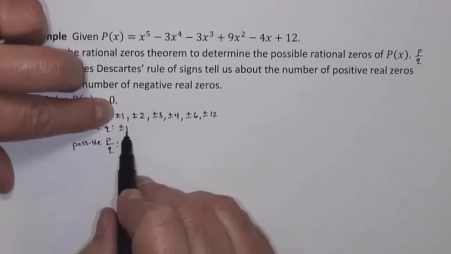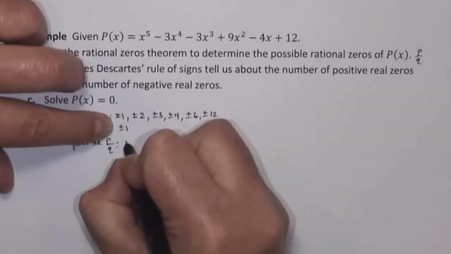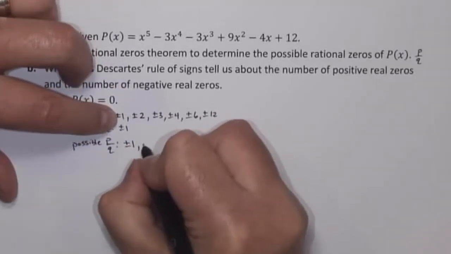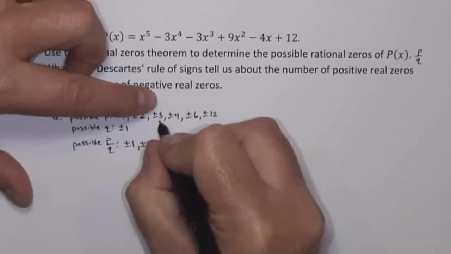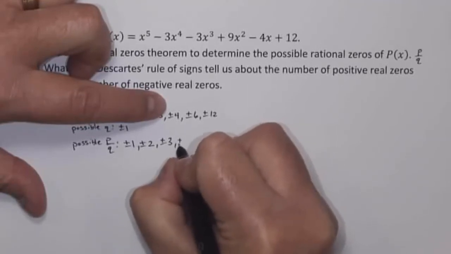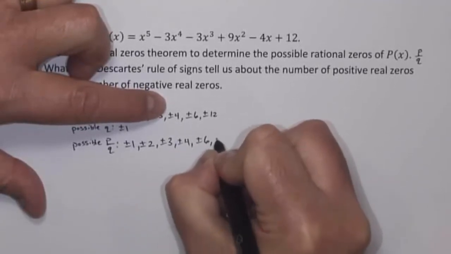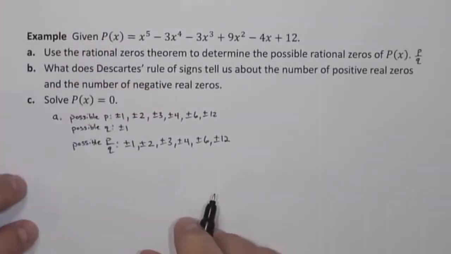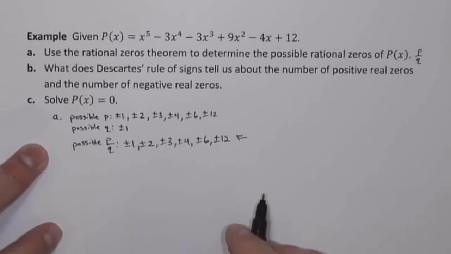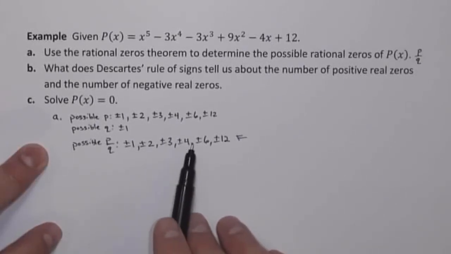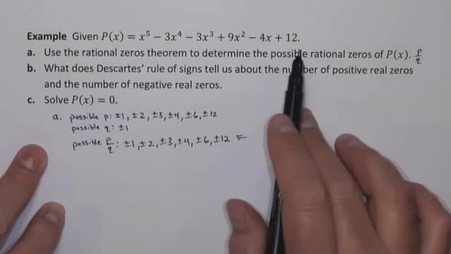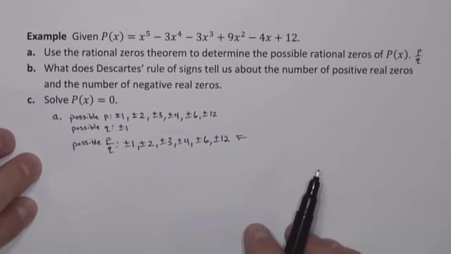The only possibility for q is plus or minus 1, and plus or minus 1 divided by plus or minus 1 is just plus or minus 1. Similarly, plus or minus 2 divided by plus or minus 1 is plus or minus 2. Plus or minus 3 divided by plus or minus 1 is plus or minus 3. And plus or minus 4, and plus or minus 6, and plus or minus 12. So our answer to part A, these are the possible rational zeros. So there's 2, 4, 6, 8, 10, 12 possible rational zeros that this polynomial function could have.